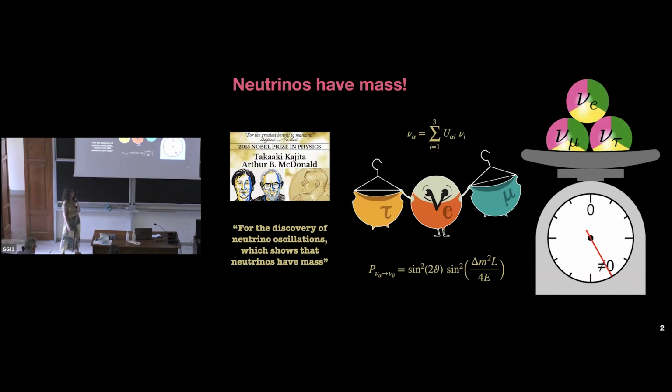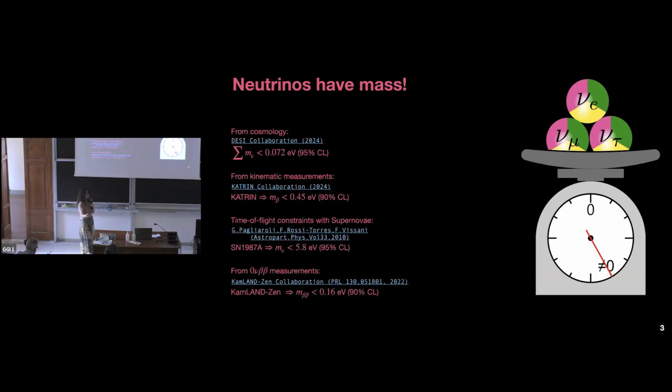Also this discovery has been awarded with a Nobel Prize. And for those of you that were present last week at the school, we had the opportunity to have Kajita with us, and it was a very huge honor for us to attend his lectures. So the discovery of these neutrino flavor oscillations confirmed the fact that neutrinos must have non-zero masses. From this moment on, several experiments ranging from cosmology to particle and astroparticle physics are trying to measure this neutrino mass, which is very hard to measure.